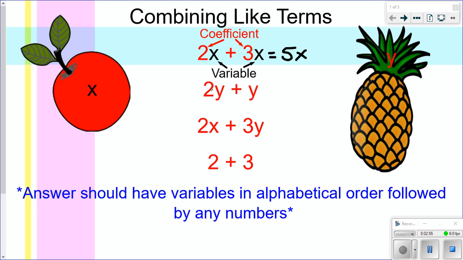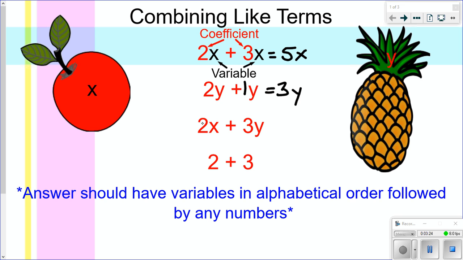If we look at the next example, 2y plus y, the coefficient of this y is actually 1, but we don't write it because you could say I have 1 pineapple, or you could say I have a pineapple. It means the same thing. So we don't write the 1 because it's not necessary, and we always like to write things in the simplest way we can. So 2 pineapples plus another pineapple gives you 3 pineapples, or 2y plus y equals 3y.